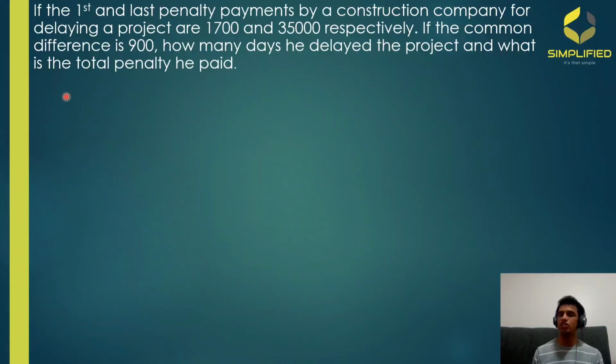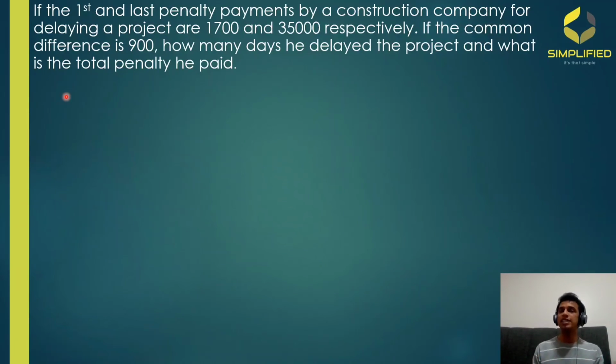This means that a construction company has delayed a project, and because of that the first day penalty he paid, or the first penalty he paid, is 1700, and the last penalty he paid is 35,000. So this is essentially giving you the first term and the last term. Basically a and an are given. If the common difference is 900, that's easy because the common difference is given directly without any complications in the question.